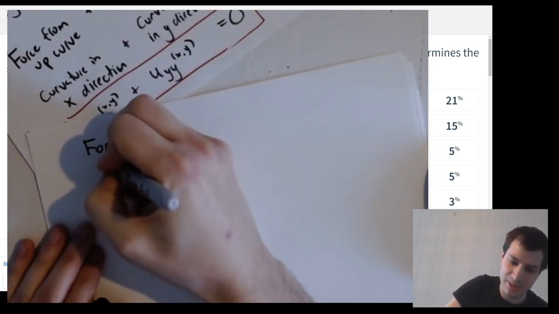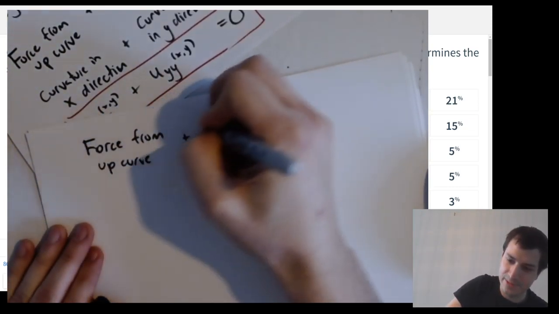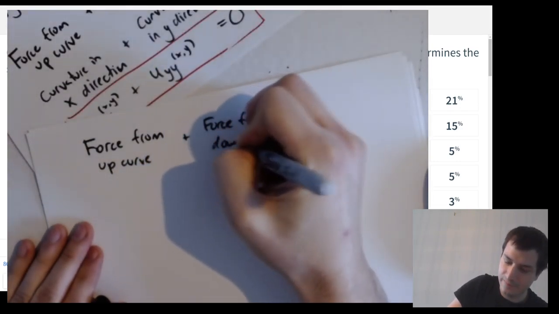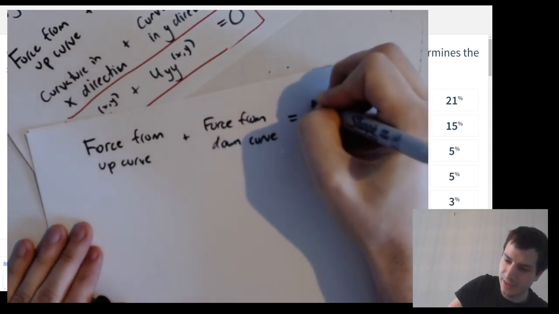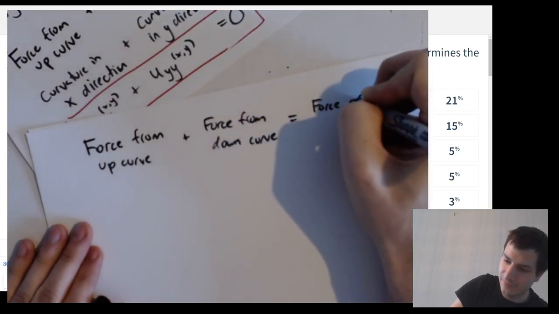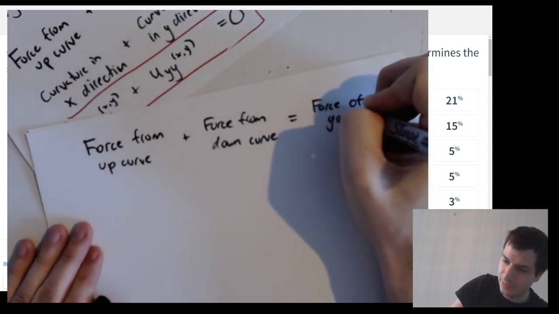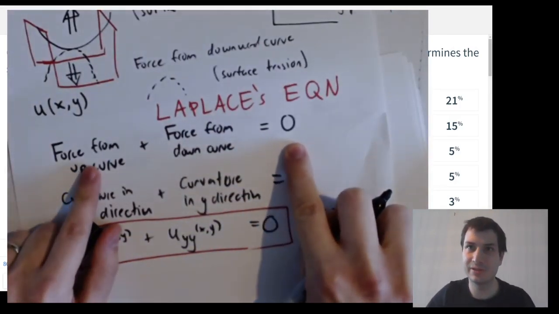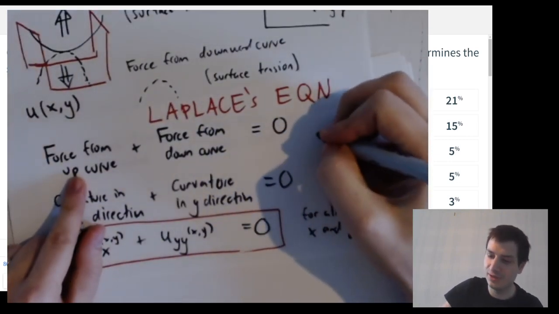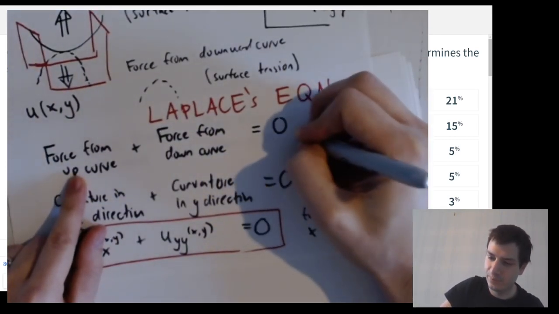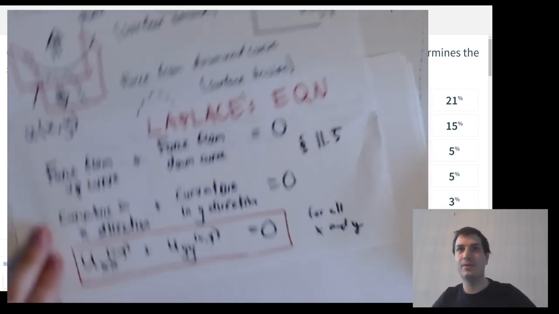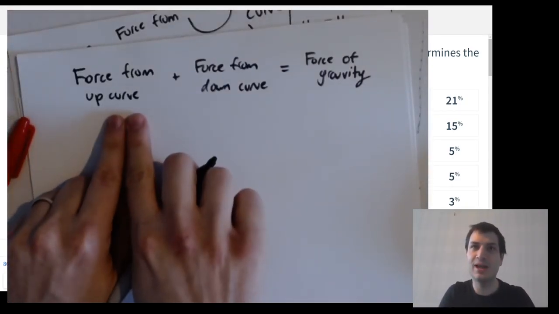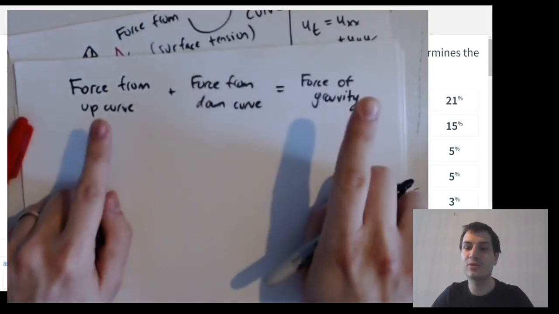So the force from the up curve plus the force from the down curve, that would be the force of gravity. So we're looking at the case where it's zero. That's the equation we're going to do, this is section 11.5. But if you wanted to include gravity, it wouldn't change much. Instead of the forces being zero, it would be the force of gravity.